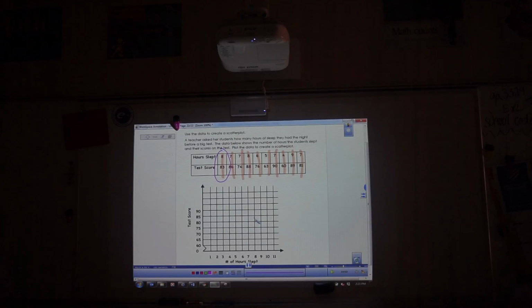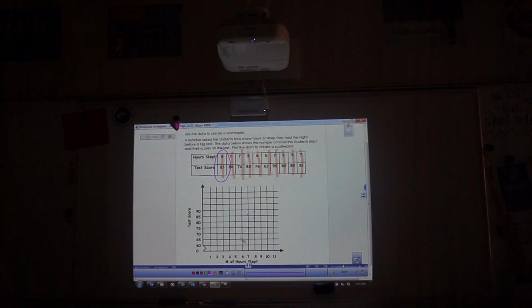So I'm going to say 83 is about there. The second one, over 7, up 86, about there. This is a scatter plot. Over 7, 74, it's about there again. Yours doesn't have to be perfect. Over 8, up 88, I'm going to go about there.